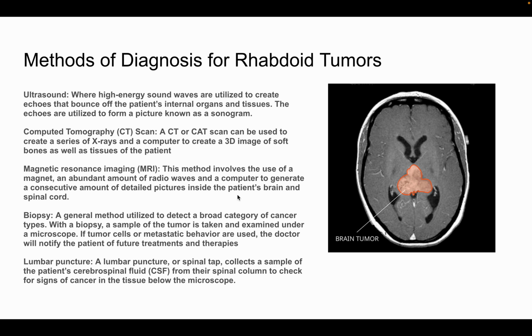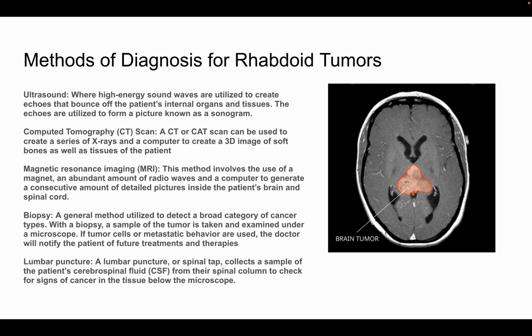And now we will be going to methods of diagnosis for rhabdoid tumors. Now first we have the ultrasound, where high-frequency sound waves are utilized to create echoes that bounce off the patient's internal organs and tissues. And the echoes are actually utilized to form pictures known as a sonogram. And next up we have the computed tomography, also known as a CT scan. Now a CT or CAT scan can be used to create a series of X-rays and a computer to create a 3D image of bones as well as tissues of the patient.